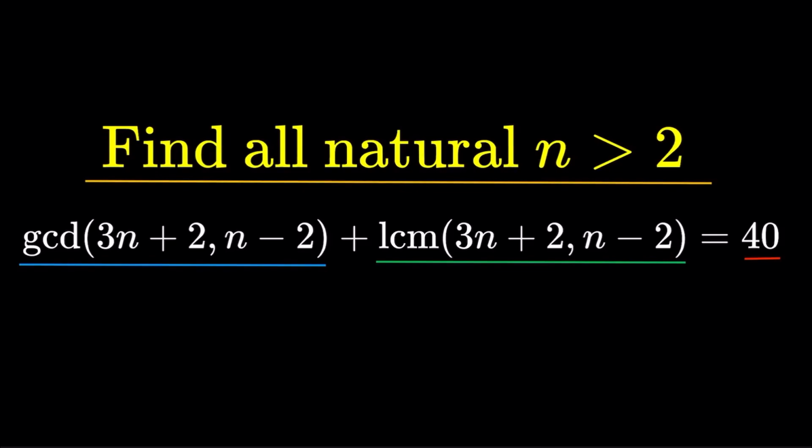Find all natural numbers n greater than 2, satisfying the equation: the GCD of 3n plus 2 and n minus 2, plus the LCM of 3n plus 2 and n minus 2, is equal to 40.